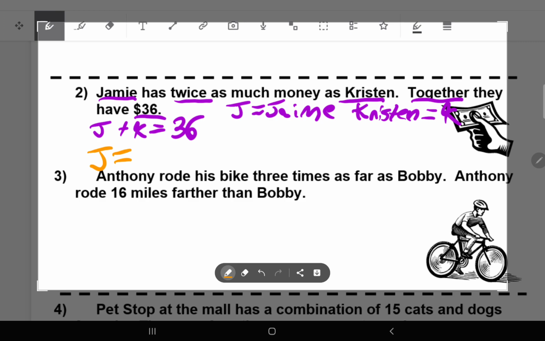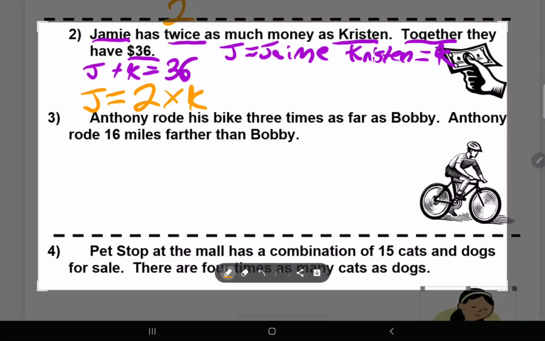So I'm going to plug in the 2, right? Because twice is equal to 2. So I'm going to put a 2 right here. Whenever they say twice as much, it's going to mean that we multiply by the amount that K is. So that's going to be my second equation. J is equal to 2 times K, meaning twice as much as Kristen. And that's it. That's all you got to do. That's your answer. We're going to go and read the next one.